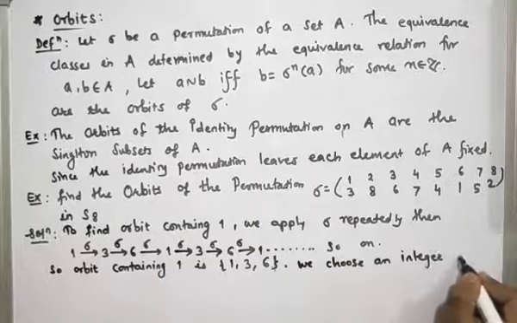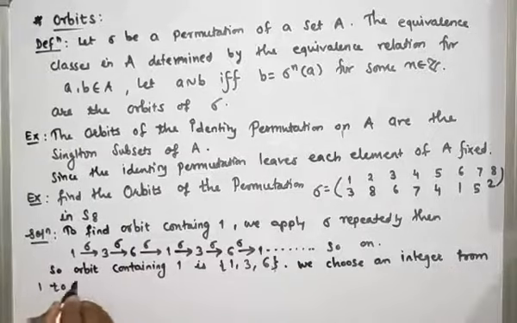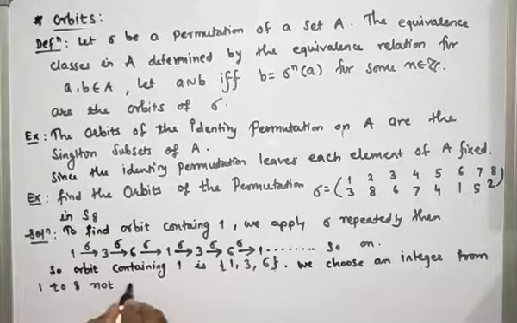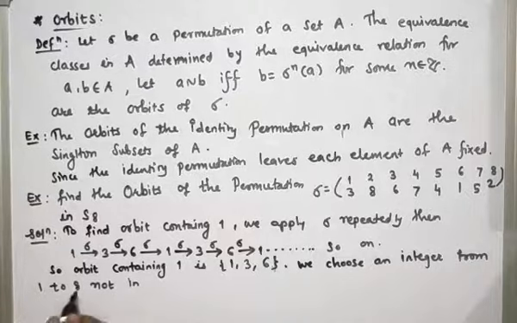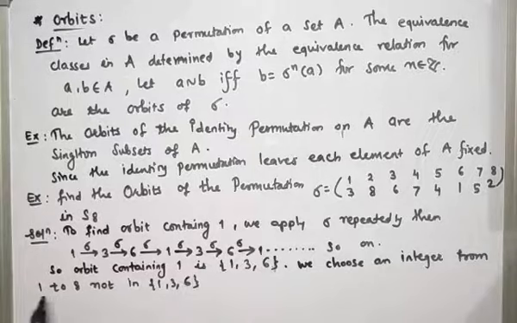We choose an integer from 1 to 8 not in 1 3 6. So next, I have the orbit containing 1, which is 1 3 6. Now I will choose an integer from 1 to 8 which is not in 1 3 6. The remaining elements are 2, 4, 5, 7 and 8, right?